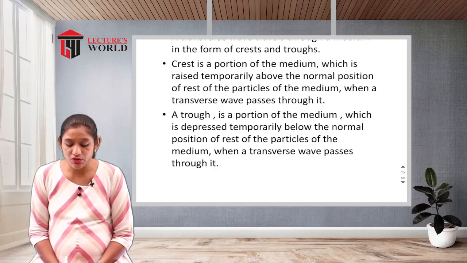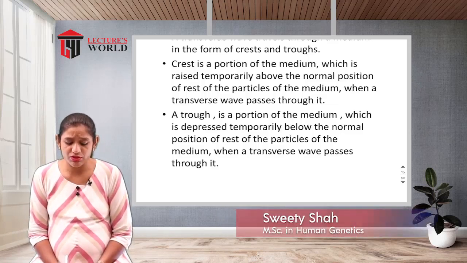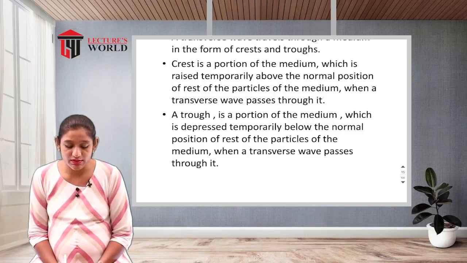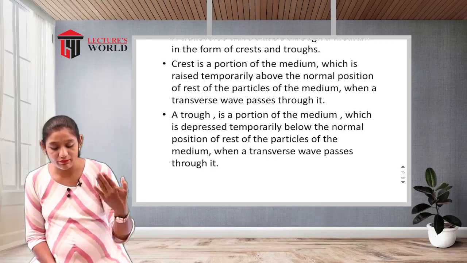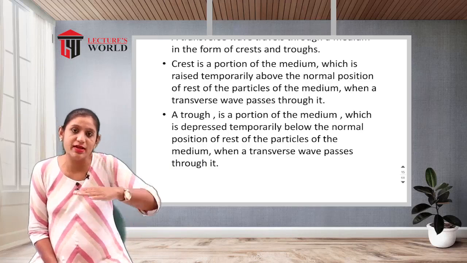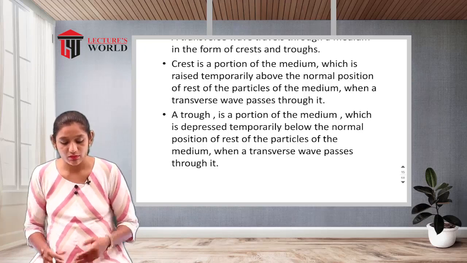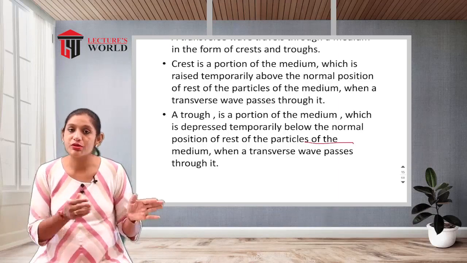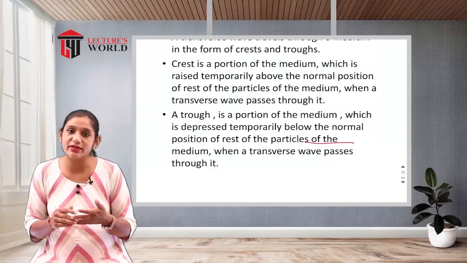A trough is the portion of the medium which is depressed temporarily below the normal positions of the rest of the particles of the medium when a transverse wave passes through it. A trough means the portion of the medium which is depressed temporarily below the normal positions of the rest of the particles of the medium. This is in the direction of the wave.